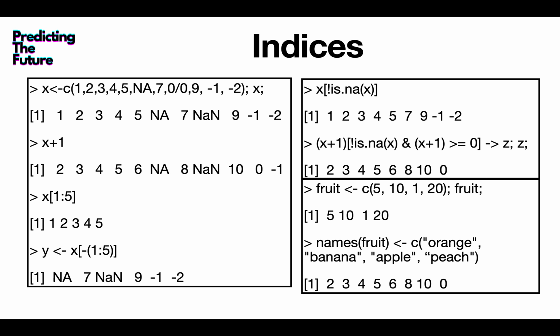Vectors can also have names. So please look at the right side, the lower part of the right side. We create a vector called fruits. It's 5, 10, 1, and 20. And then we can assign names for each element in this vector fruits. The first element 5 is called orange, the second is banana, the third apple, and the last is peach. And that creates a named vector.